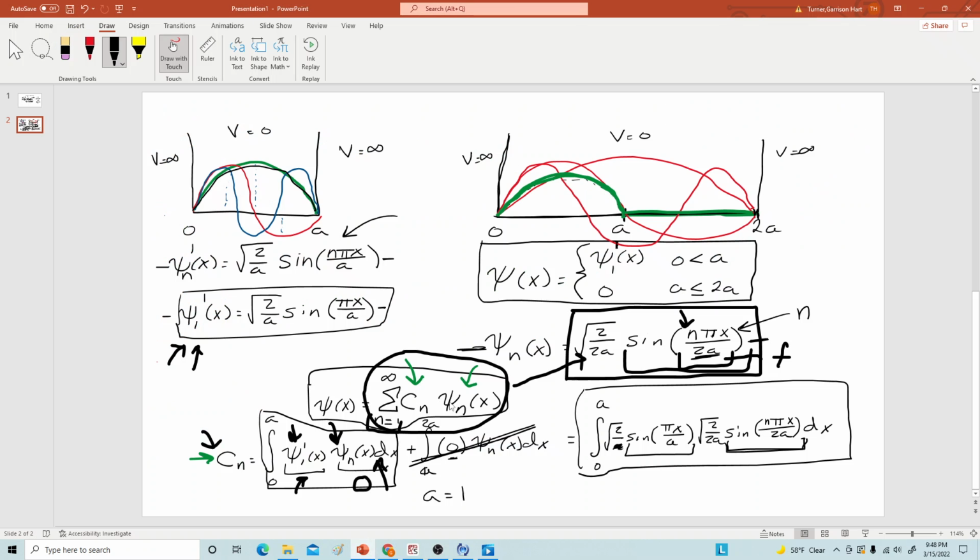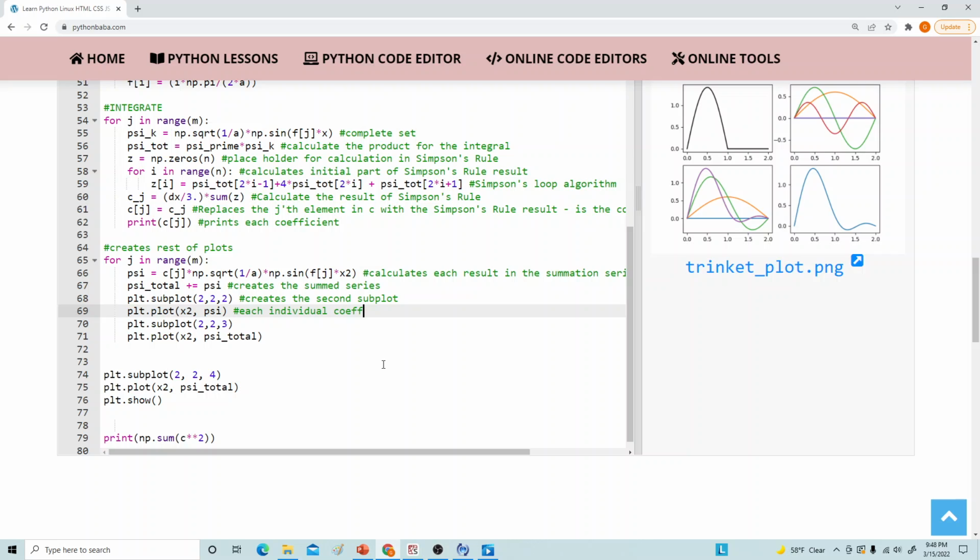What do I want to call this? Right, so we're seeing each individual coefficient multiplied by the function here. Okay, so we're just plotting each individual coefficient multiplied by the complete function at the correct index, right? And the reason that this does this is because it's in this loop.